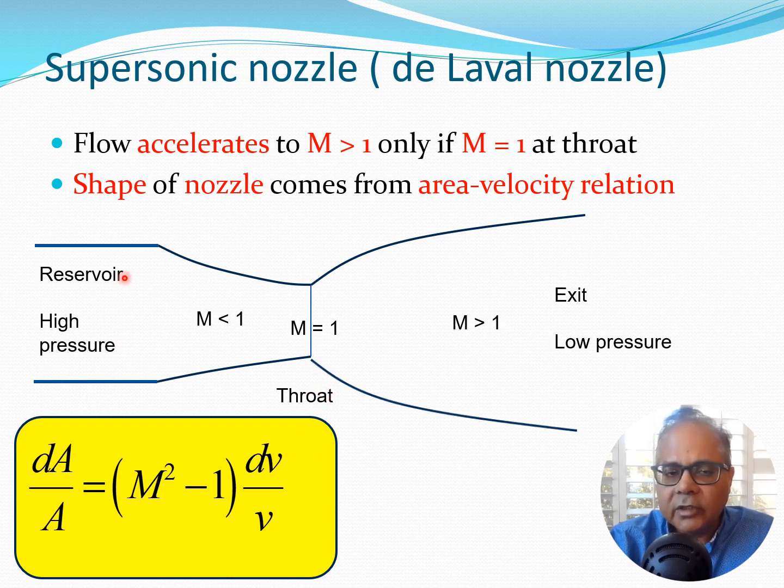Now, here in the reservoir, you typically have a high pressure regime, and here at the exit, you have a low pressure regime, so that causes this air to speed up as you go through this. So the shape of the nozzle has essentially come out from the equation given here. This is a very important equation, so I have put it in yellow, and this is dA by A is (M squared minus 1) times dV by V.